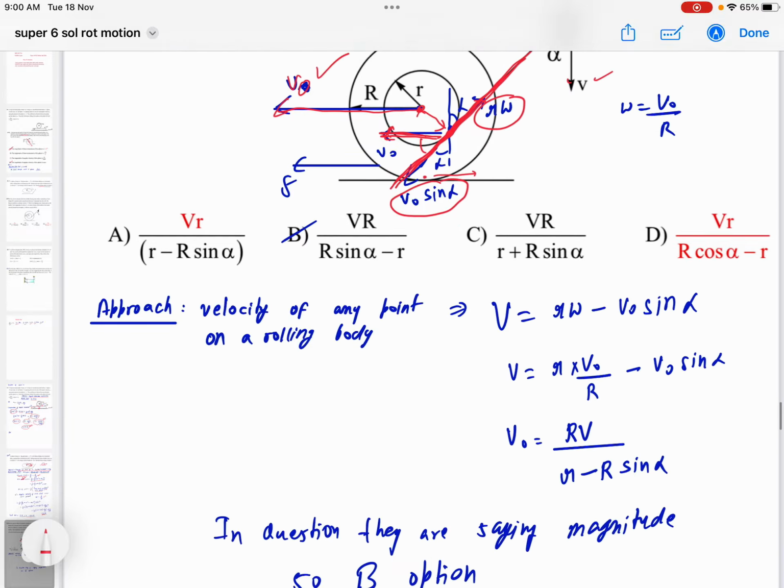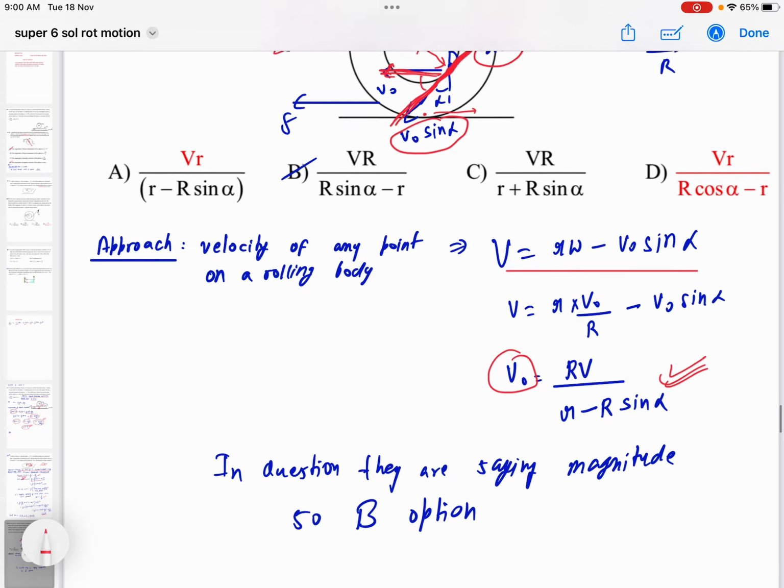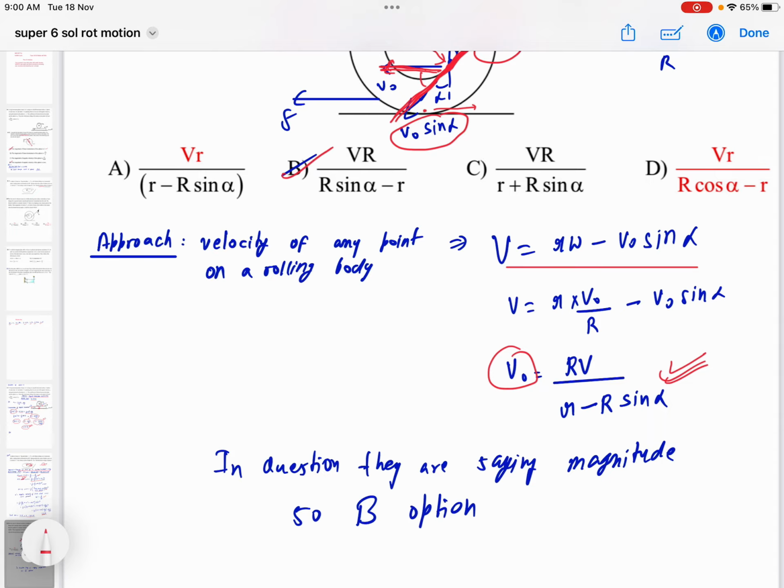So like this I am writing. Okay, so now I'm getting v naught as this quantity. Since in the question they are saying magnitude only, our B option should be correct.